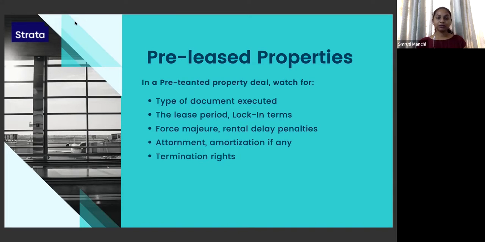There should not be a termination right with the lessor if the tenant has not paid 1 month's rent or 2 months' rent. That would again be not fair on the tenant's side. So termination rights is important. It obviously varies from lease to lease, from deal to deal. It depends on how you have negotiated that lease, but that's another thing to watch out for.